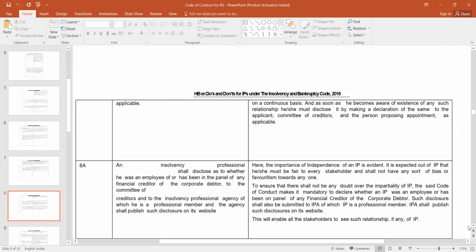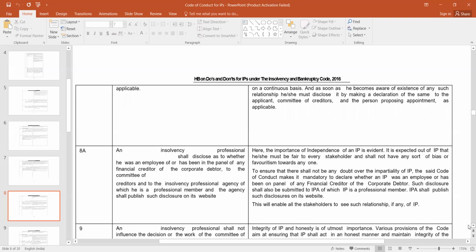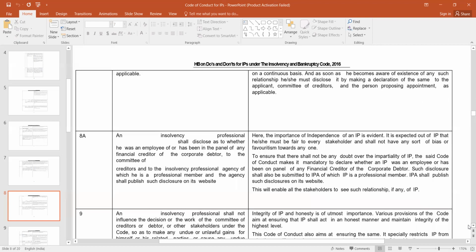Sir, can statutory auditor, internal auditor, and company secretary also do that? Yes, why not? No, you should not be the statutory auditor of that CD, but you can be the statutory auditor of the financial creditor. In that case, you have to disclose this. That is the point, basically. It says an employee or panel. So panel, actually, if you are in the panel, it may or may not be that you are undertaking the assignment. That is also the point here.